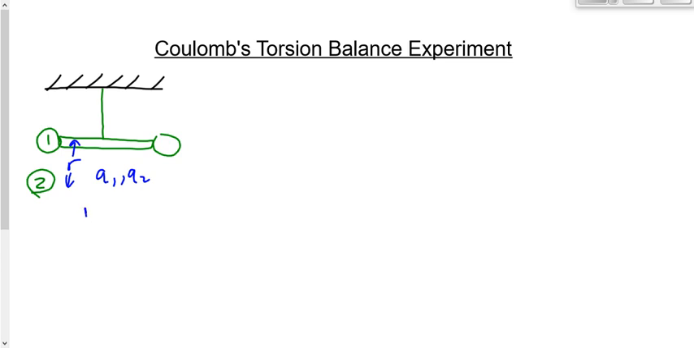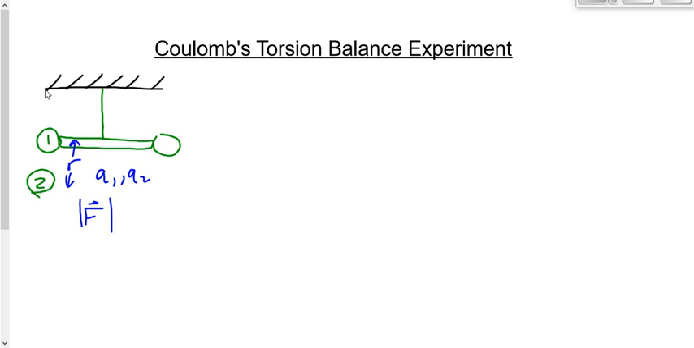Now, the value of F, he simply looked at how much the string or the wire twisted, right? The more it twists, the more force was required to do that. So he was able to measure the value of the force by the amount of twisting of the string, or the torsional properties of the string. And what he finds is this.